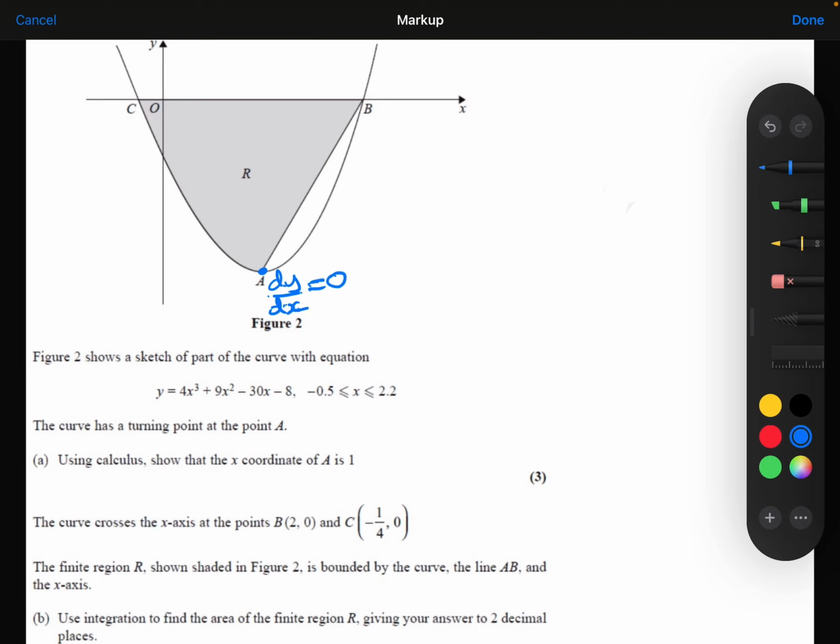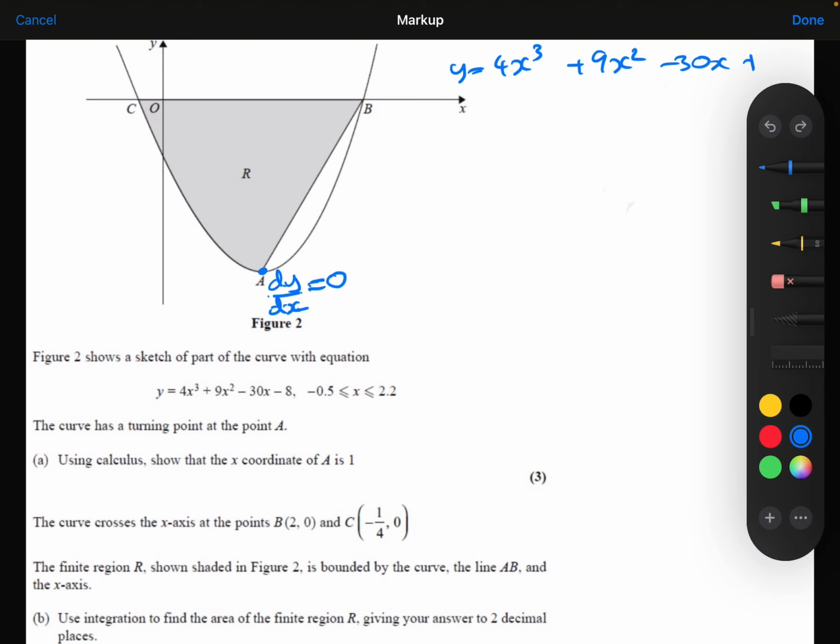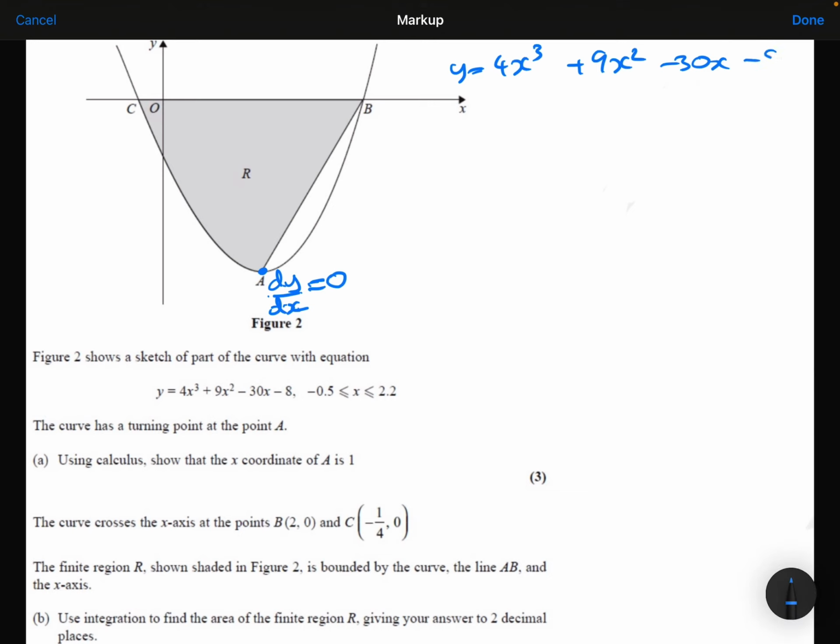So if I take my function, 4x cubed plus 9x squared minus 30x minus 8, and differentiate it to get the gradient function, the 4x cubed will differentiate to be 12x squared. The 9x squared will differentiate to be 18x, and the minus 30x will differentiate to be minus 30. The minus 8 on the end there, because it's a constant, will differentiate to be 0.